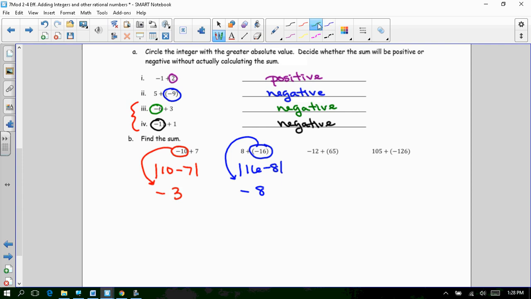All right, let's try this next one. Negative 12 plus 65. What's bigger, the 12 or the 65? Circle the bigger number.